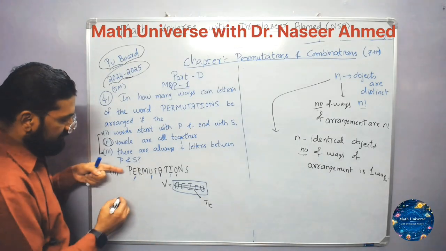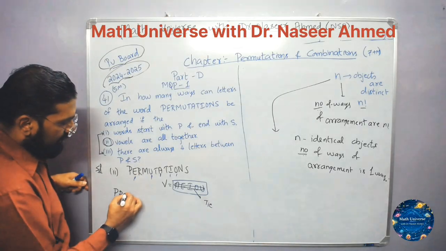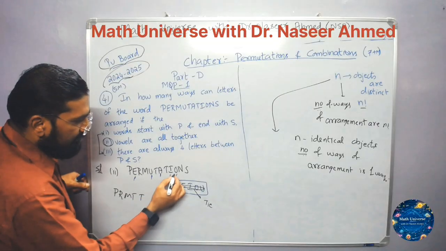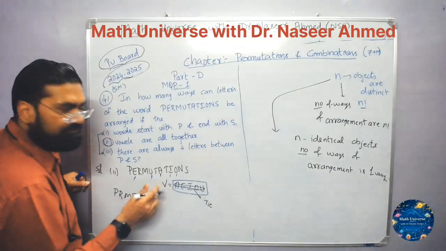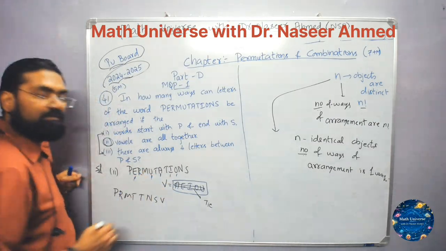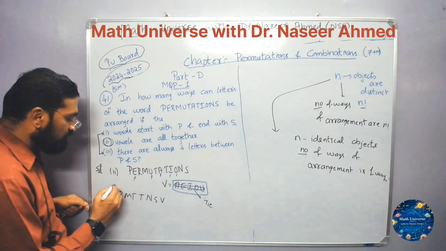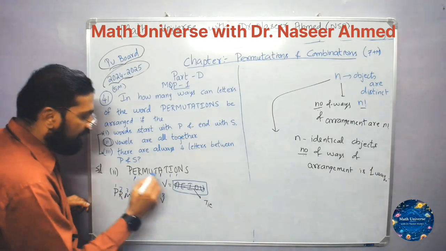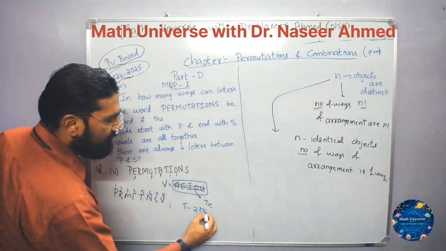Now see the remaining letters: P, R, M, T, T, N, S, which is 7, plus the 5 vowels, 12 letters. The vowels all together are here as V. Now count how many objects are there: 1, 2, 3, 4, 5, 6, 7, 8. In which T is repeated twice. T is how many times? 2 times.